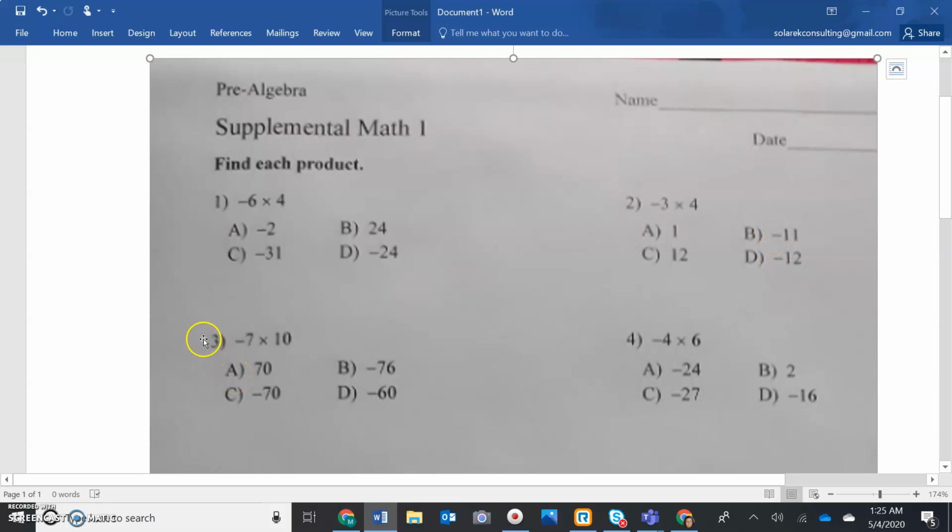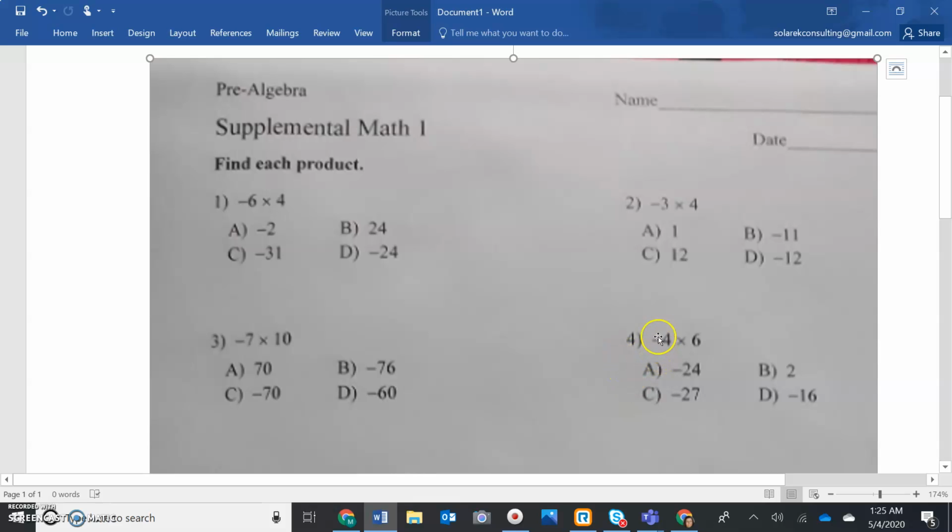Okay, let's take a look at this. 7 times 10. You know 7 times 10 is 70. But is it a positive 70 or a negative 70? We have to figure that out. Well, let's look. A negative times a positive is a negative. Negative times positive, negative.